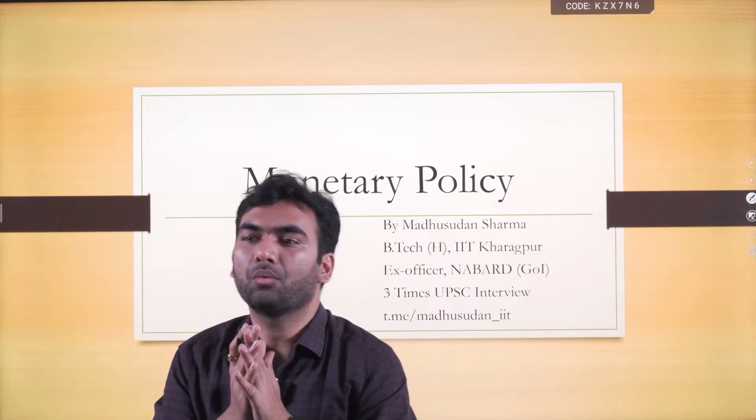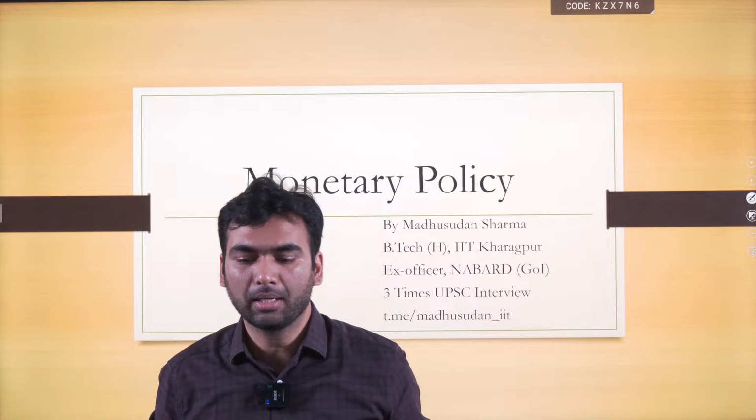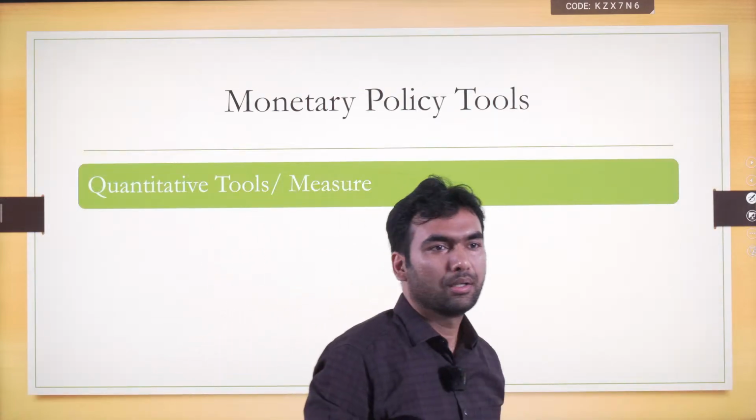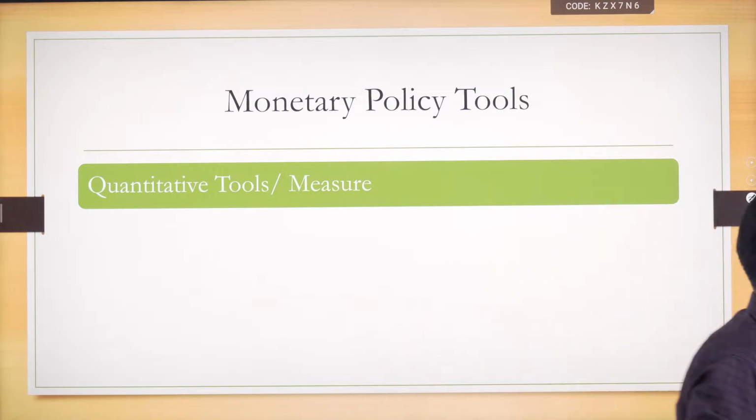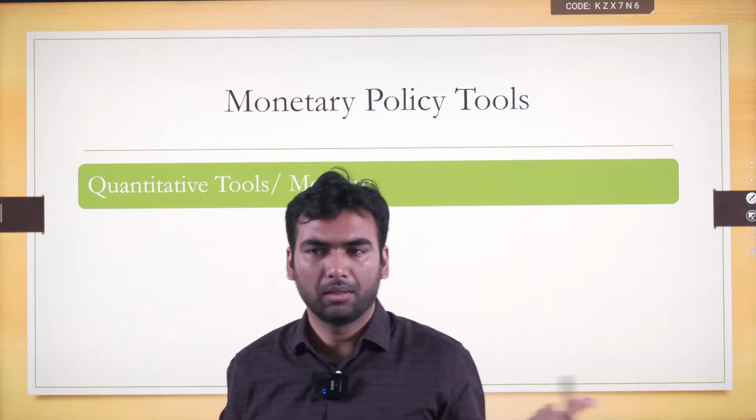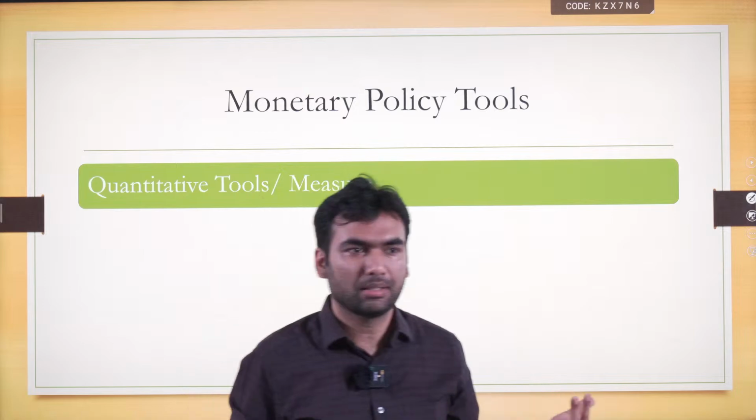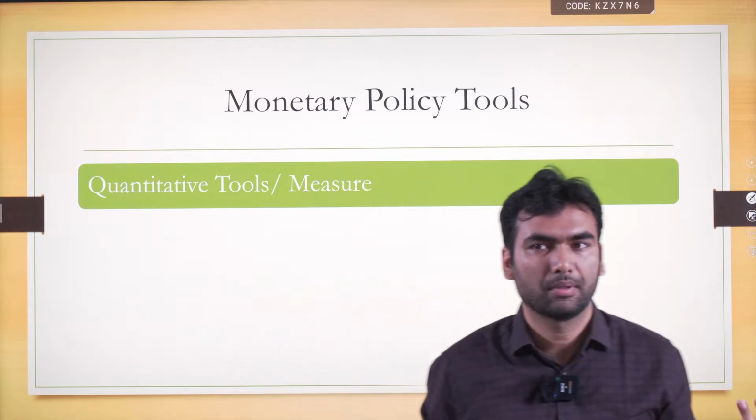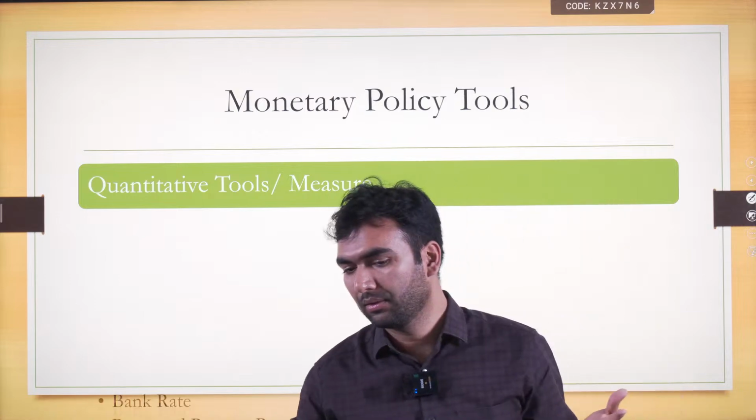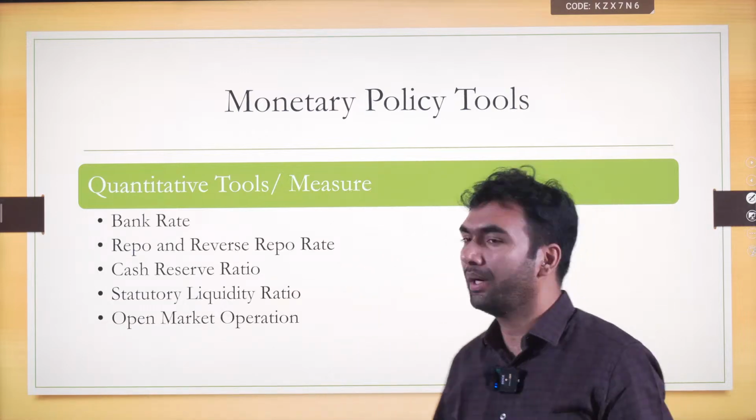Okay, now to control this money supply, RBI has certain tools at its disposal. They are classified into two categories, that is quantitative tool and qualitative tool. Okay, what are the quantitative tools? Bank rate, yes, you are right. Repo rate, reverse repo rate, cash reserve ratio, SLR, open market operation, right?